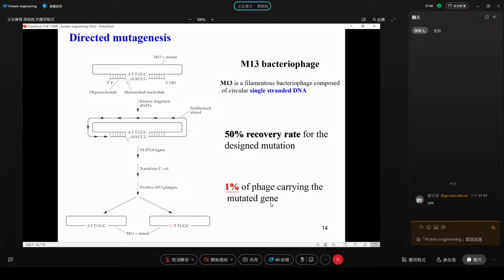Okay, would anyone like to answer this puzzle? Why do we only get one percent? Anyone?